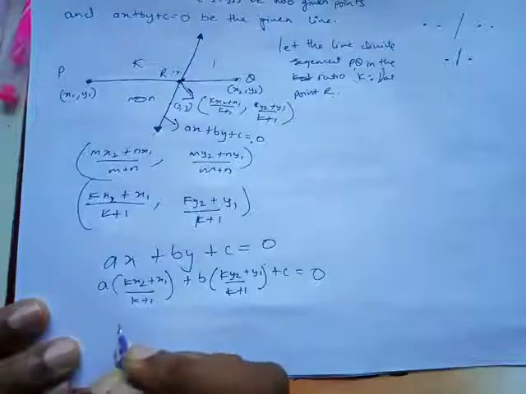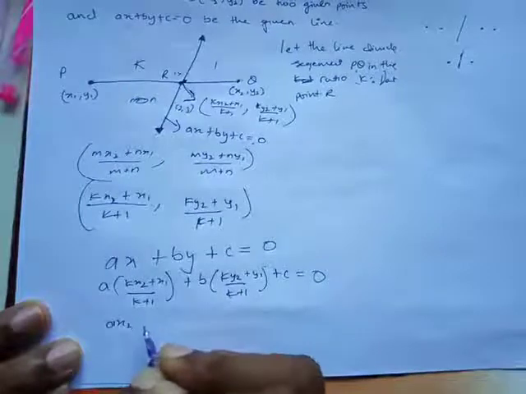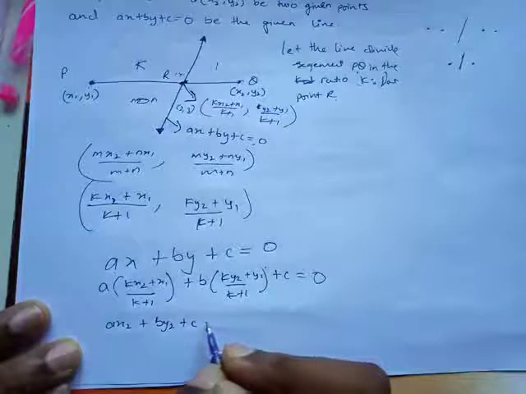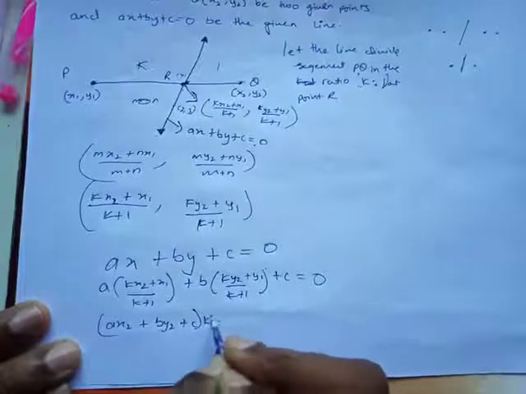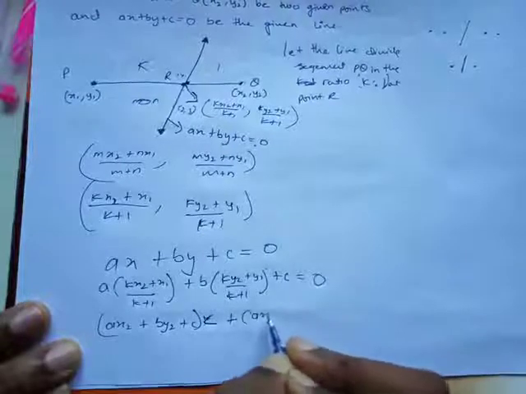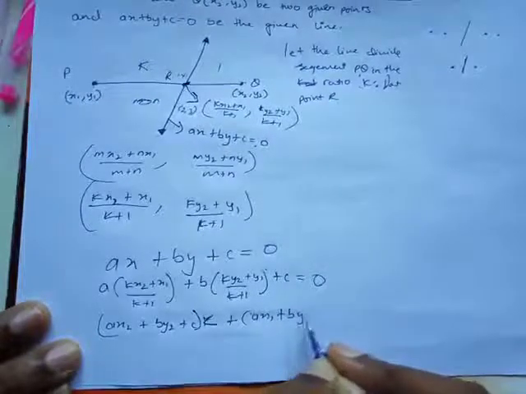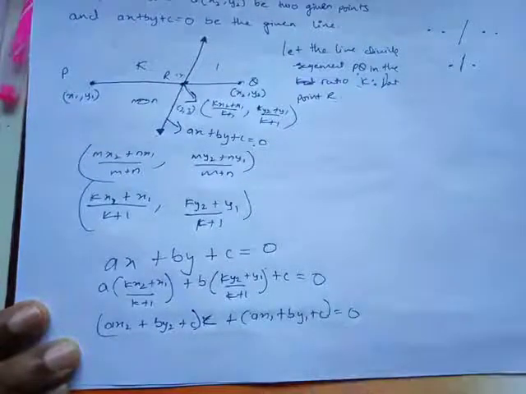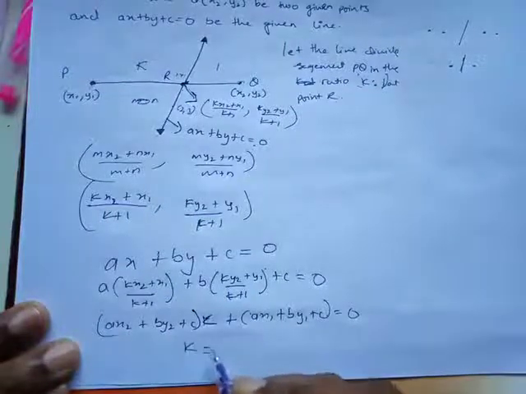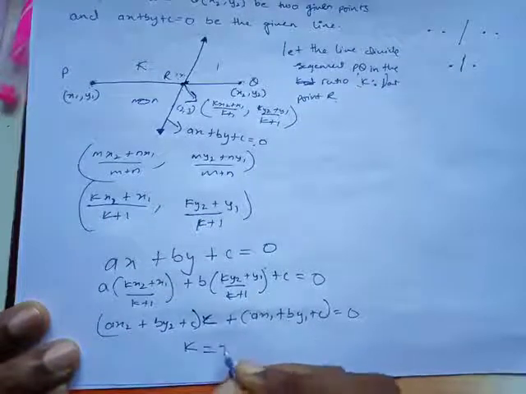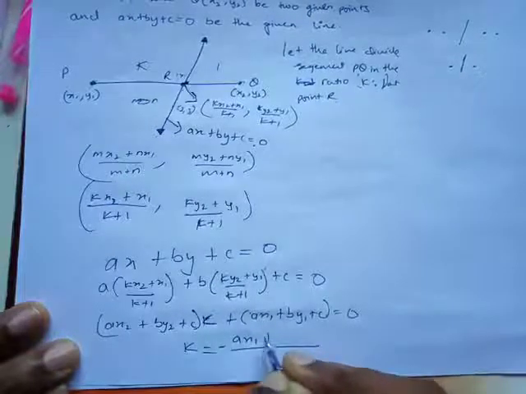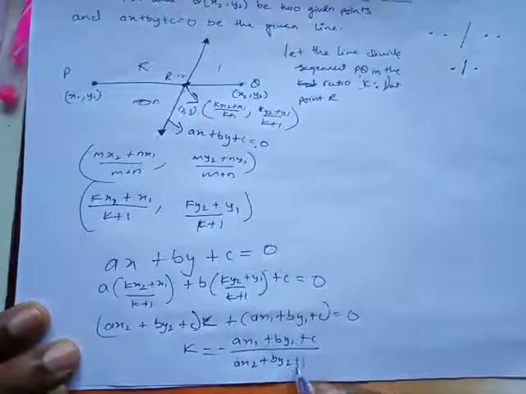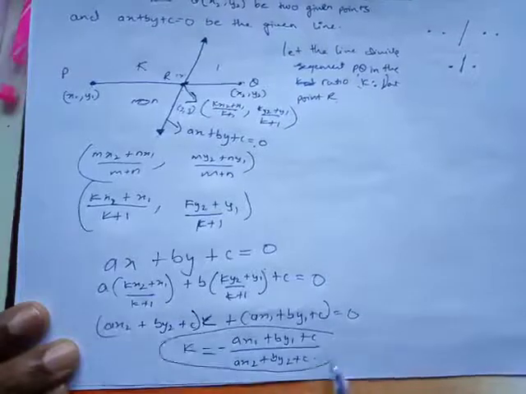you will get a value like this: ax2 plus by2 plus c, and then multiplied by k, and k will be common in all of these, take k out, plus ax1 plus by1 plus c equals to 0. So this is the value that is going to come. And then if I have to find the value of k, you shift it over there, so it becomes minus, and this is going to be (ax1 plus by1 plus c) over (ax2 plus by2 plus c). That's how you find the value of k.